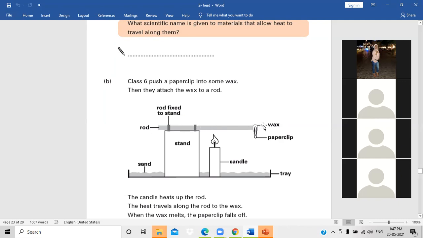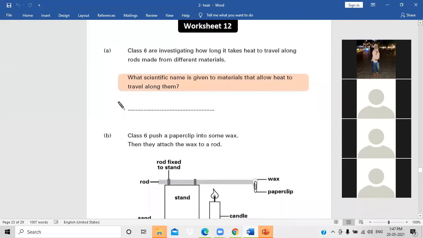So at the end of this rod, they put a paper clip. How did they stick the paper clip to the rod? Using wax. They put a piece of wax and stuck the paper clip on it. Do you understand the idea now? Okay, so now we're going to answer the first question.